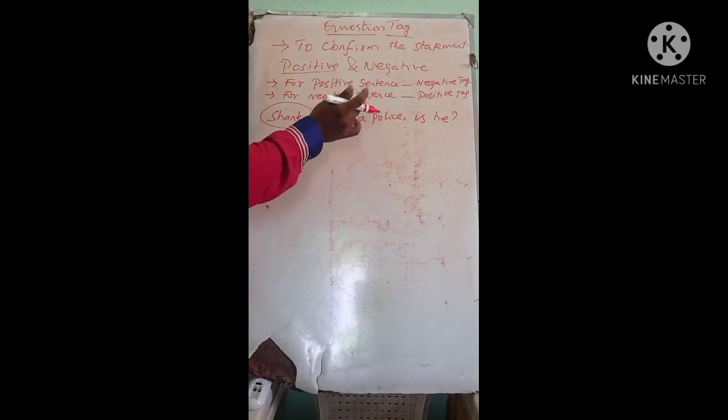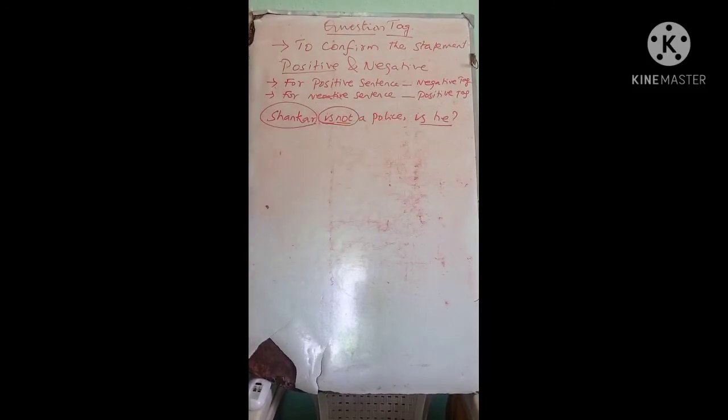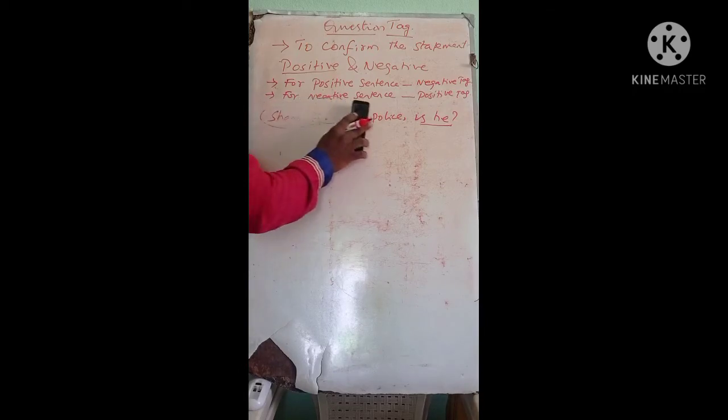You just remove the not and write the auxiliary and the pronoun. See, this is a positive tag. If it's a negative tag, not should be there. In a positive tag, not should not be there. We should not write not. Okay. And see, then another example.